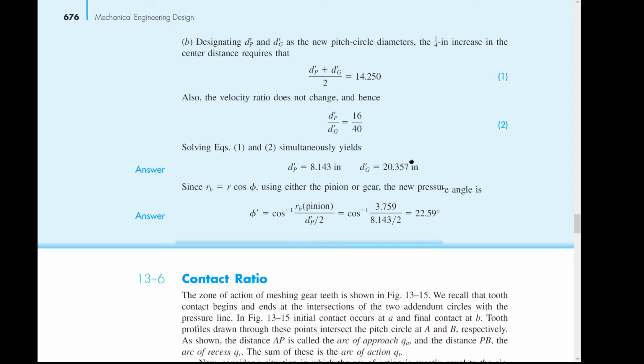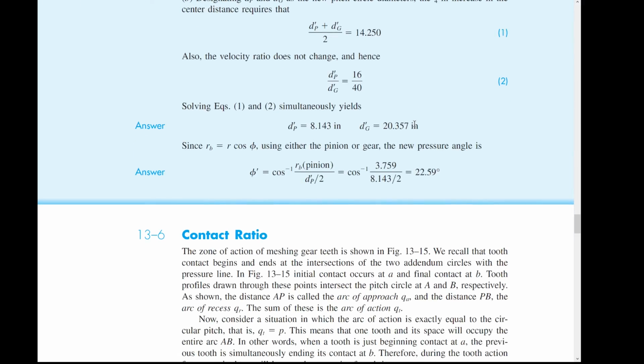Okay, alright, just solve those, and then you get d prime p, d prime g. Let's see, you want phi, so RB equals R cosine phi. Using either pinion or gear, we can find phi. For both of them, that's going to be the arc cosine of RB pinion over d prime p over 2. That's the same as arc cosine of RG, I think. No, this is the pinion, over 8.143 over 2. All right, sorry I got sloppy in the end.